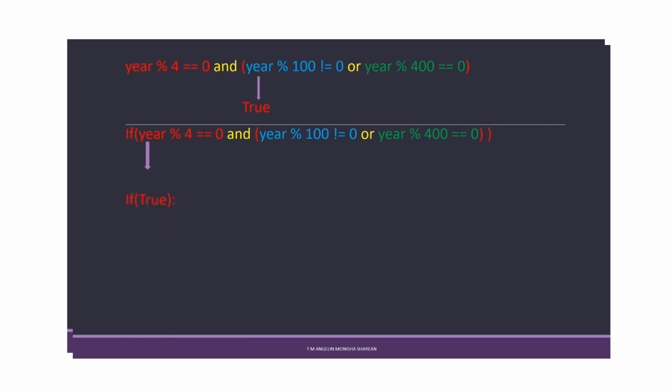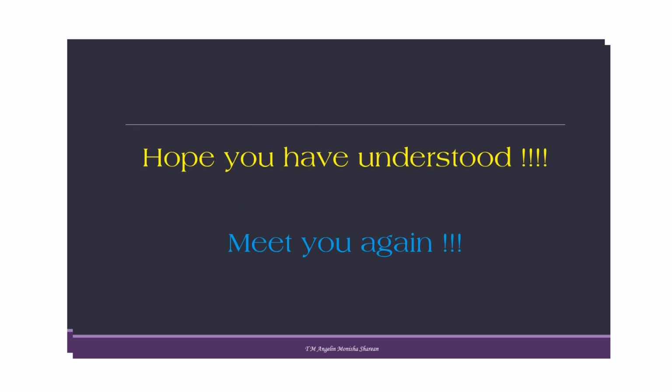The statement will be converted like this: if true. So anything which gives the answer as true for a conditional statement, the block inside that conditional statement will be executed. We also have an else block. As the conditions inside this particular if statement give the answer as true, I have to execute this particular statement as the output. So the output will be: it is a leap year.